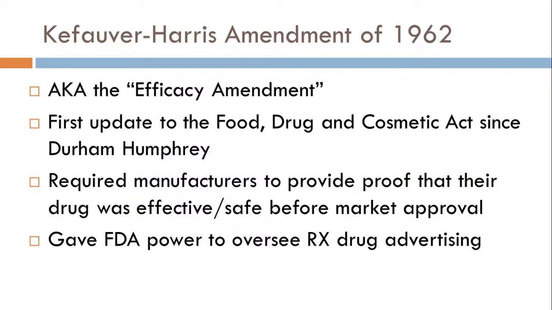The Kefauver-Harris Amendment of 1962. This was known as the Efficacy Amendment. The first update to the Food, Drug, and Cosmetic Act since that Durham-Humphrey Amendment that we just talked about. This required manufacturers to provide proof that their drug was effective and safe before market approval. Now you're starting to see why we had the different steps to be able to show that a drug is safe before we move it on. It's because of this Kefauver-Harris Amendment of 1962. Now the FDA had the power to oversee prescription drug advertising.